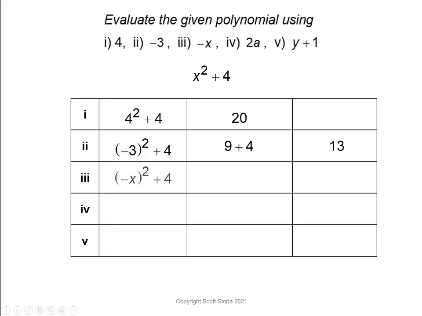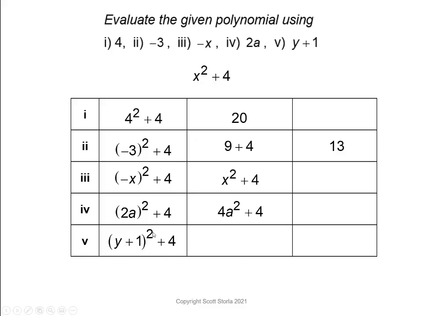The third one says to replace x with its opposite. If we multiply a couple of factors of the opposite of x, we'll get positive x squared plus 4. The fourth one replaces x with the quantity 2a. If we square 2, we get 4, and so we'll get 4a squared plus 4. And then the last one says we should replace x with the quantity y plus 1.